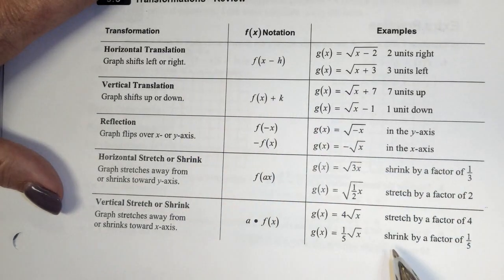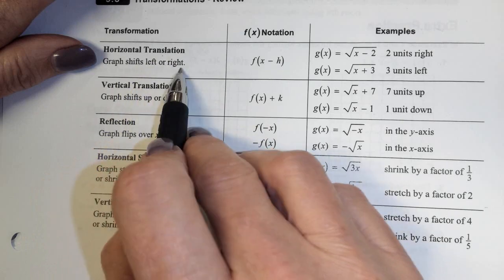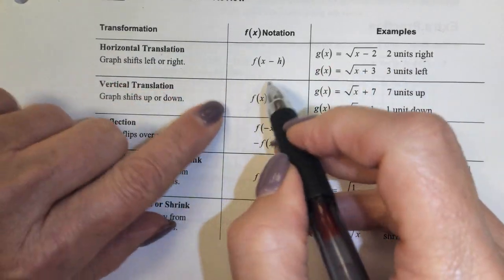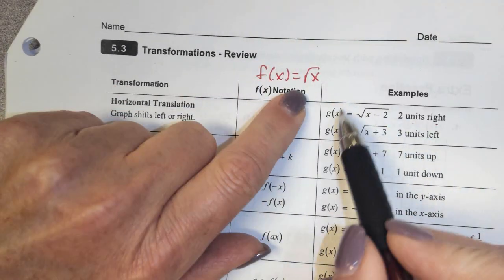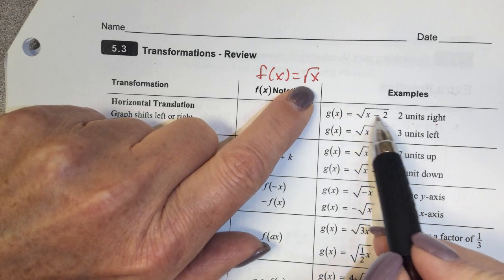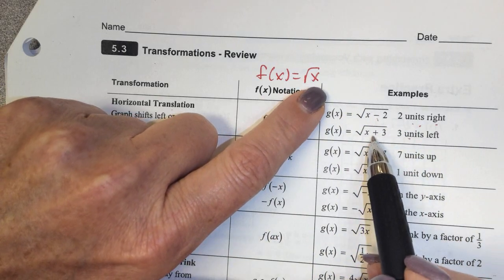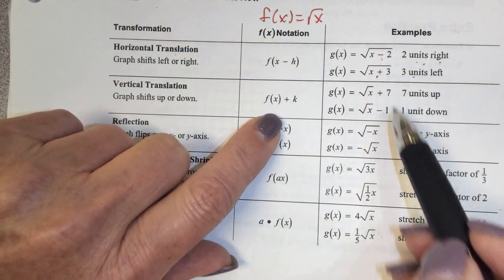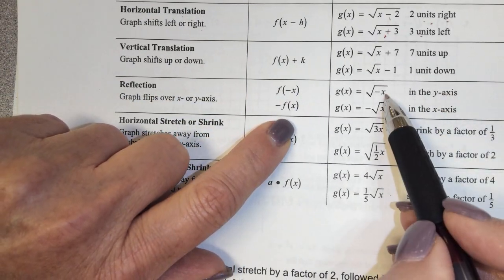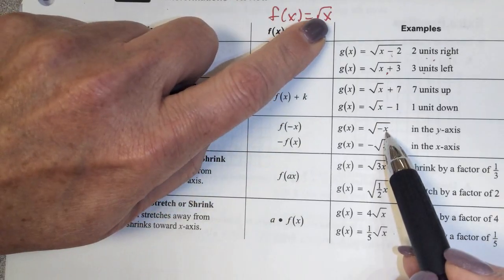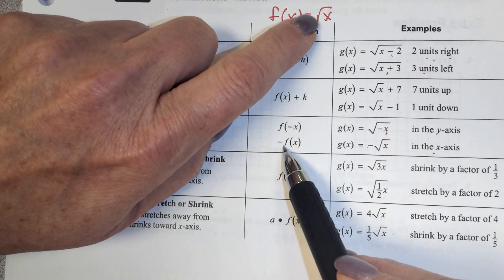This is a review of all of our transformations. If we want to go in the horizontal direction, left or right, wherever we have an x in the function, if I want to go to the right, x gets replaced with x minus 2. That takes us to the right. If we want to go to the left, x gets replaced with x plus 3. Up and down, everybody does well with. If we want to reflect in the y-axis, x gets replaced with negative x. In the x-axis, we multiply the whole function by negative 1.